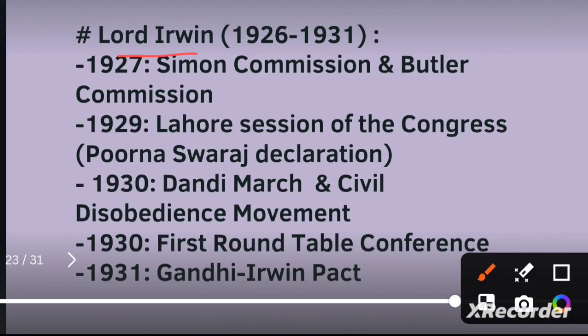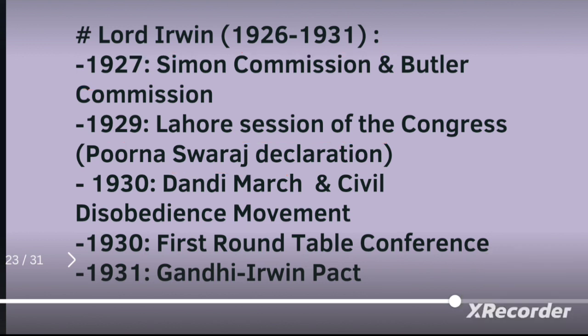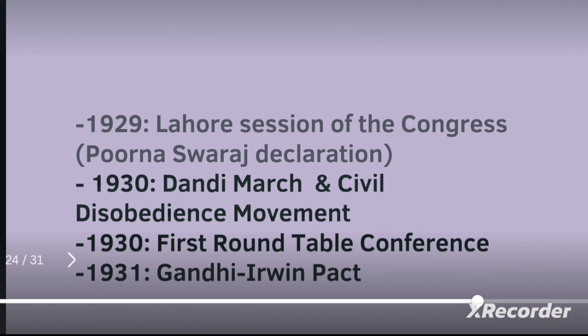Lord Irwin, 1926 to 1931. 1927, Simon Commission and Butler Commission. 1929, Lahore session of the Congress, Purna Swaraj Declaration. 1930, Dandi March and Civil Disobedience Movement. 1930, First Round Table Conference. 1931, Gandhi-Irwin Pact.